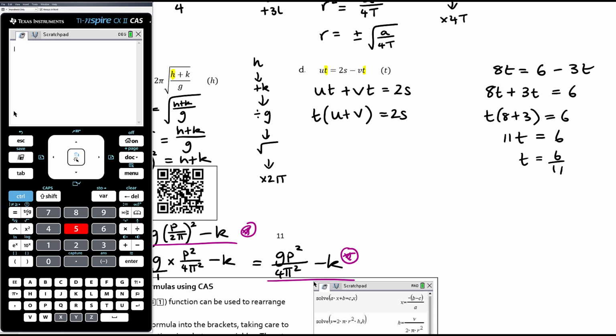equals 2s. And in having done that, we've gone from having two t's in the equation to just having t in this one place. So now we just want to get t on its own. T is currently being multiplied by that bracket, and so to get t on its own, we're going to divide by that bracket.